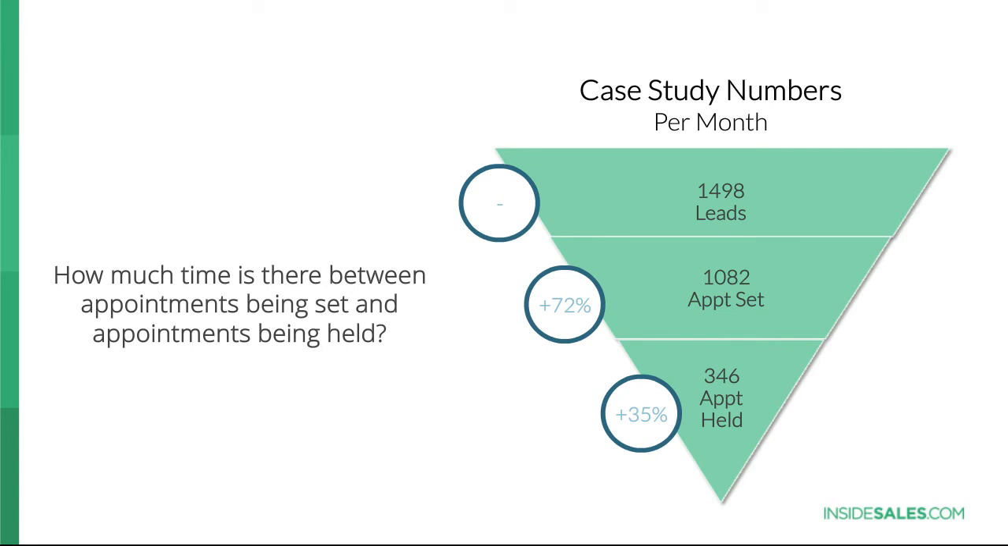So then we see this 346 appointments held. You've got a 35% hold rate between what's being set and what's being held. And I just remember scratching our head thinking, well, something seems awfully fishy. And I remember one of the leaders said, how much time is there between appointments being set and appointments being held? And we said, I don't know. I mean, I can see these numbers, but I don't know the answer to that question.